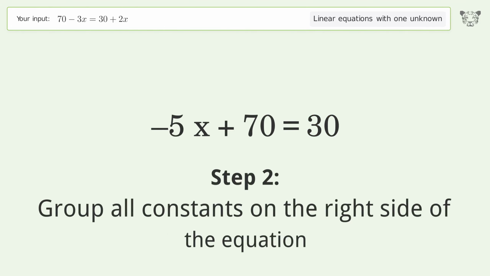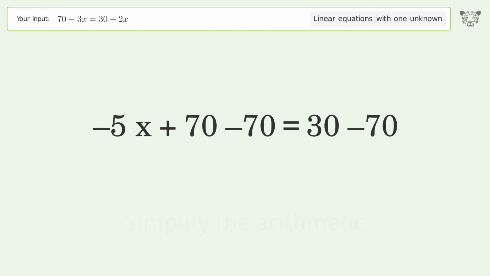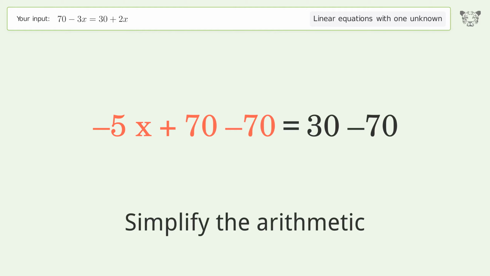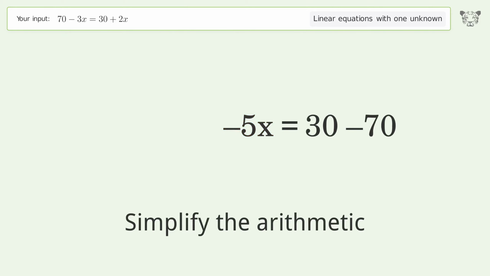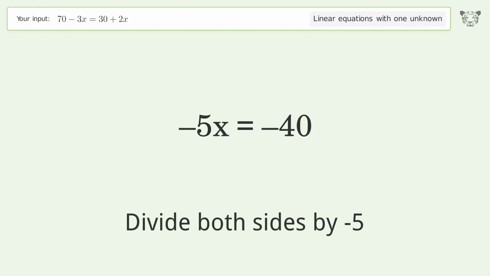Group all constants on the right side of the equation. Subtract 70 from both sides. Simplify the arithmetic. Isolate the x. Divide both sides by -5.